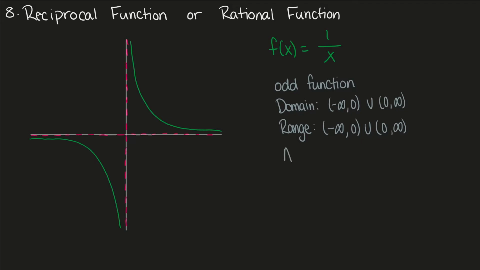For our reciprocal function, we have two asymptotes. We have an asymptote at x equals 0, so that vertical line at x equals 0, and the horizontal line at y equals 0. For our end behavior, as x goes to infinity, y goes to 0, and as x goes to negative infinity, y also goes to 0.